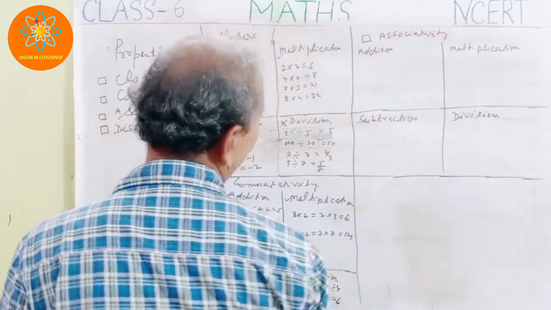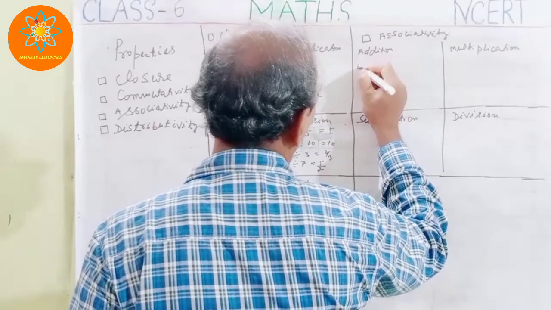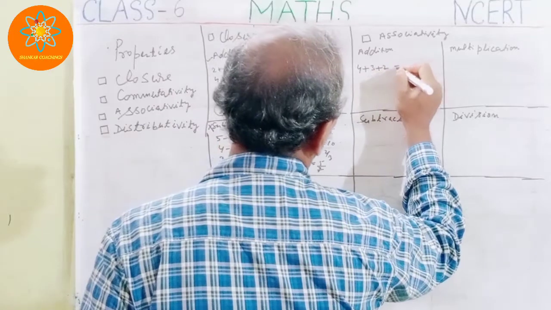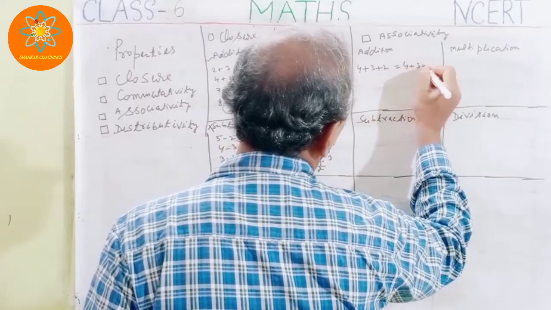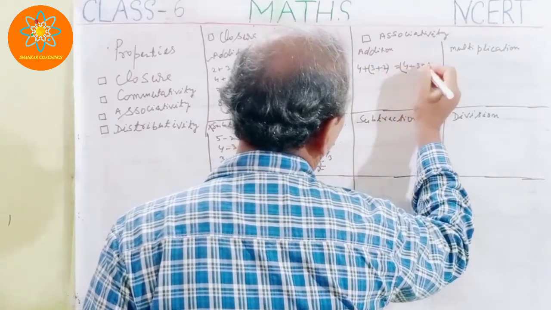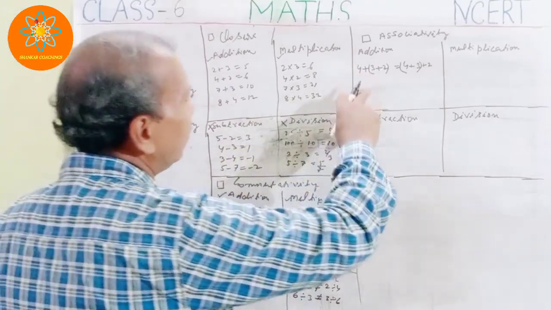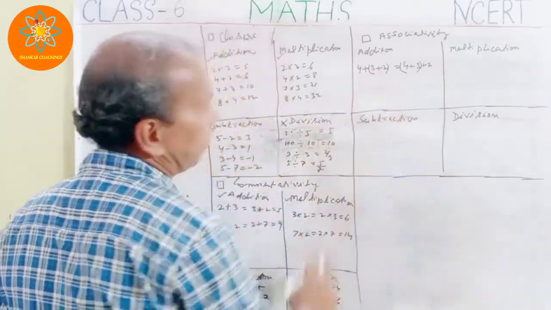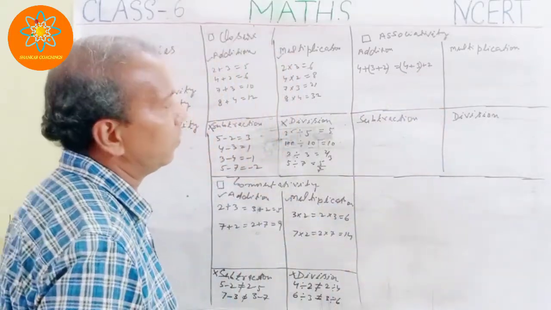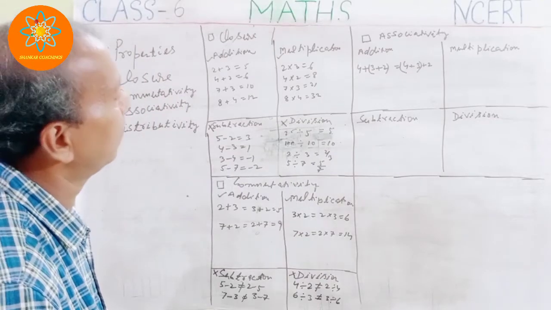So for the associative property, let's suppose I am taking one example, 4 plus 3 plus 2. Making a bracket here, and now I am taking the bracket here. So you will see here, what is the value here? 3 plus 2, 5, 5 plus 4, 9, 4 plus 3, 7, and 7 plus 2, 9. So for addition, it is equal to 9.